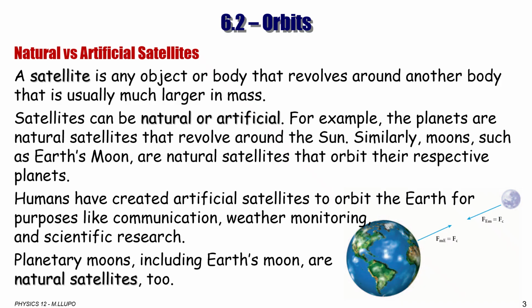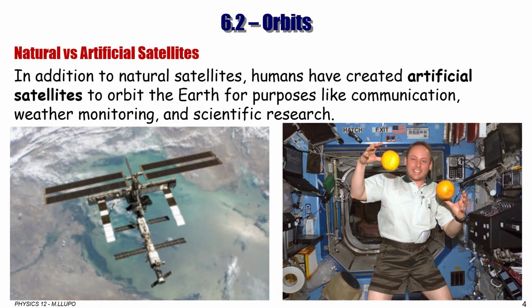Planetary moons, including Earth's moon, are natural satellites. As I mentioned, in addition to natural satellites, humans have created artificial satellites to orbit Earth for purposes like communication, weather monitoring, and scientific research like the International Space Station that you see in the picture.